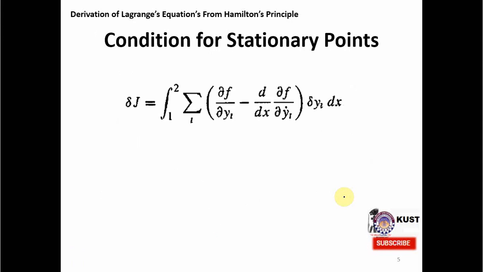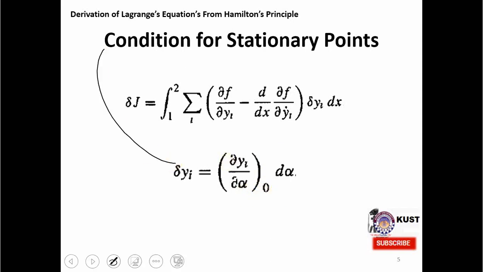So, the condition for stationary points: as we know, we have calculated the delta J, and from the condition on the stationary points we can derive that the displacements, or the variation in y, are equal to the derivative of y with respect to alpha at alpha equal to 0, times d alpha. So this is the condition for calculating these stationary points.